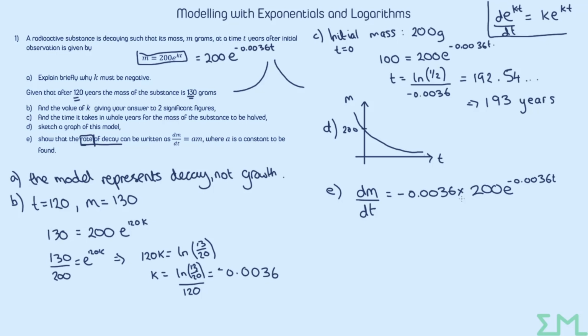Okay, so they've asked us to find a, which is in front of m. So don't be tempted to multiply these two numbers together, because actually we want to keep the 200e to the negative 0.0036t separate, so we can now replace it with m, because this here is the original function m. We are done. We can now just state that a equals negative 0.0036. So this also reinforces the idea that we are decaying, because our rate of decay is negative, which means it is decreasing. Again, it also fits in with the graph because we can see the mass is going down over time.